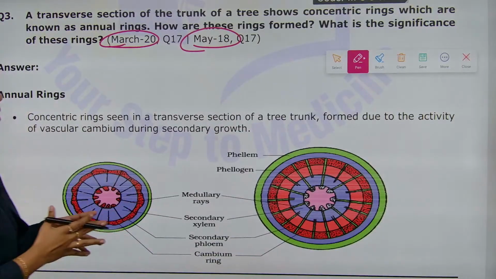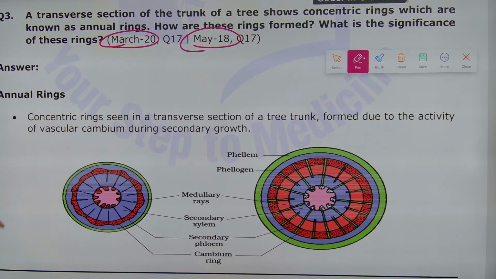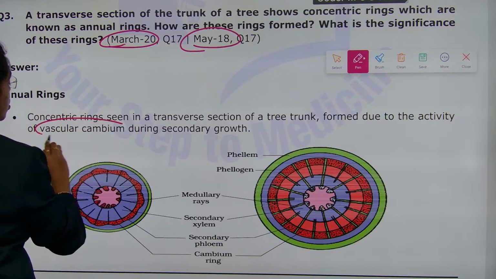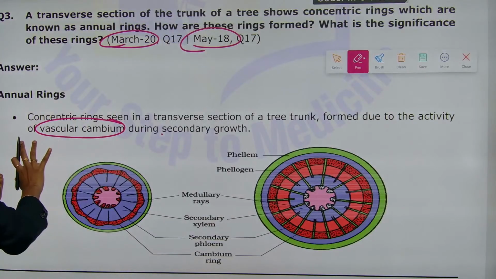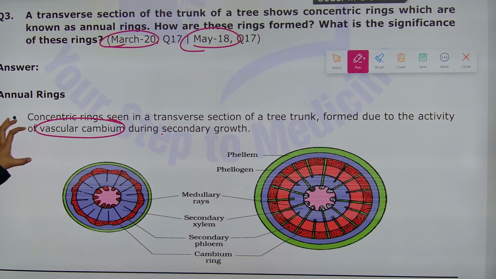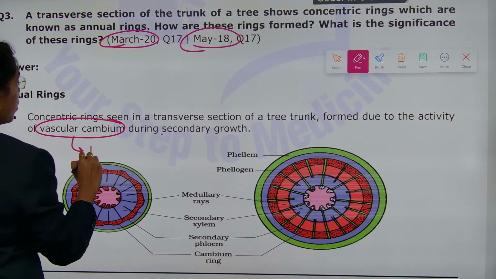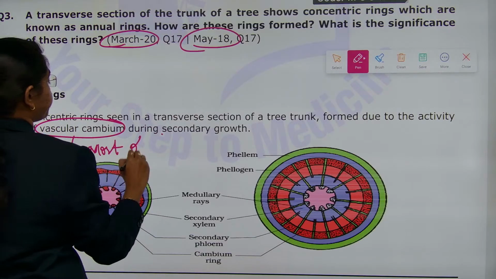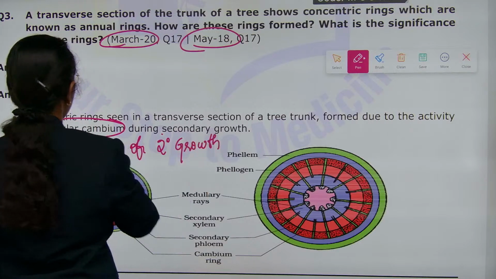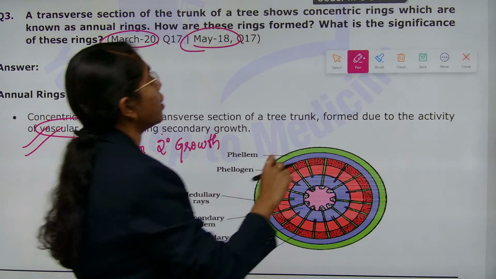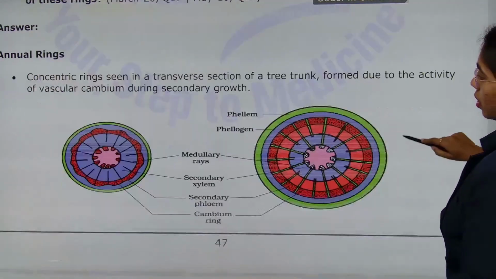Here we go with these annual rings. Concentric rings are formed when you see the transverse section of a tree trunk. You can observe the activity of both vascular cambium and cork cambium, which are the secondary activities. Fine, right? Vascular cambium and cork cambium are seen. But most of the secondary growth is conducted by vascular cambium only.